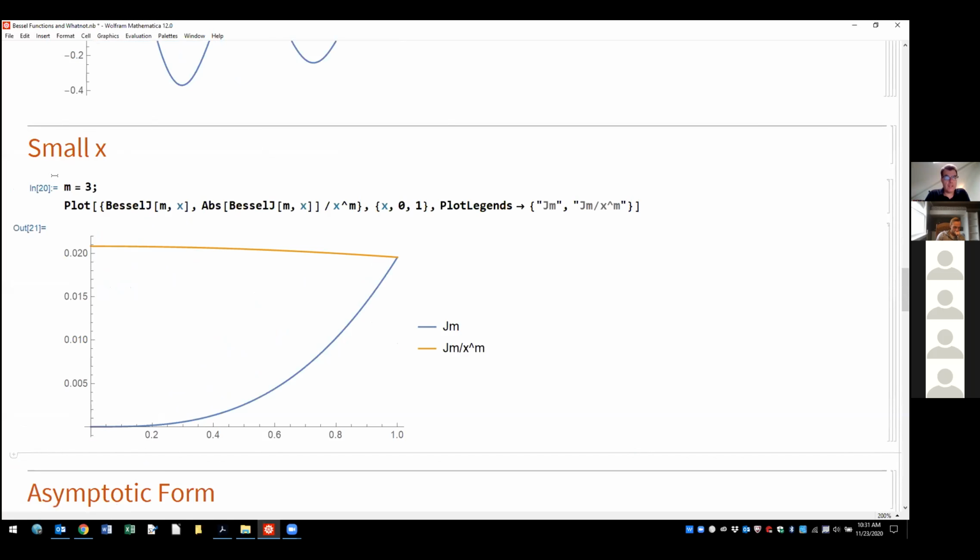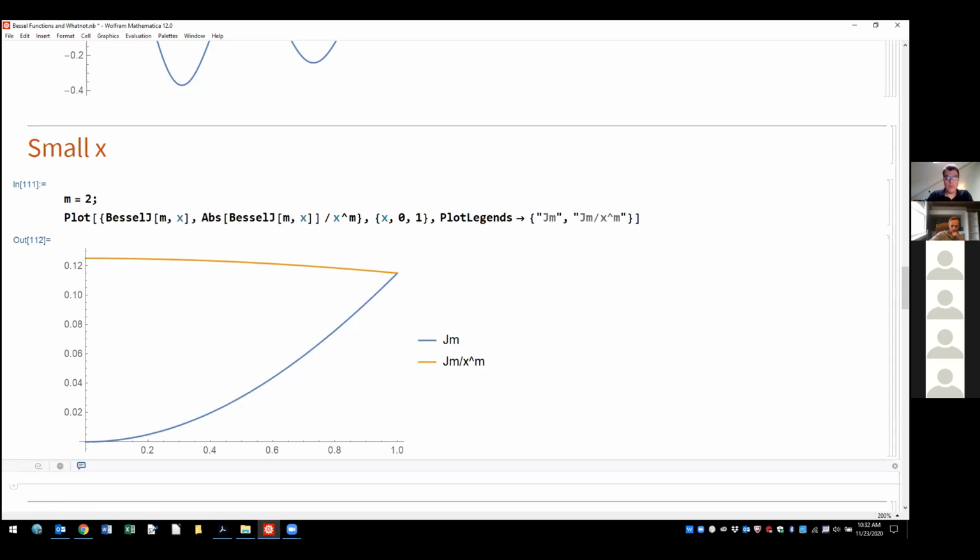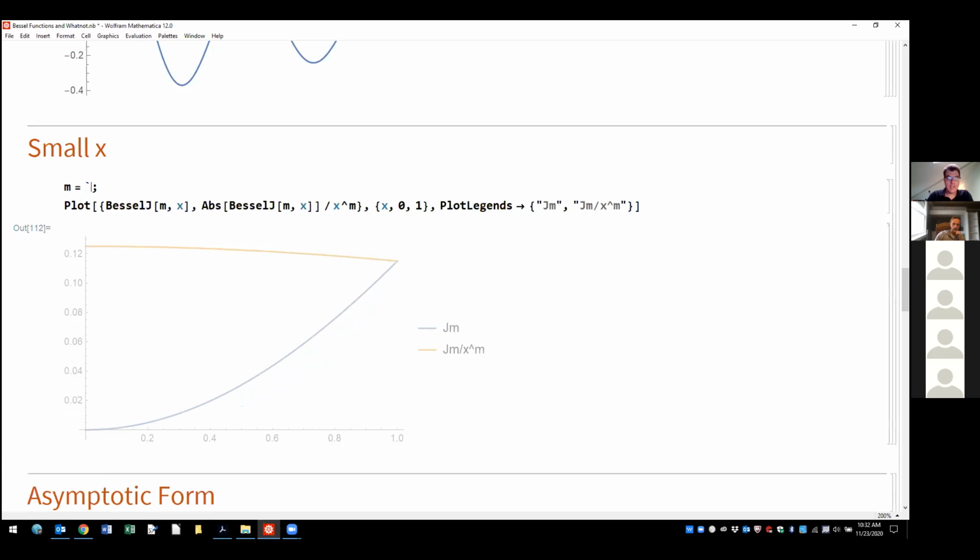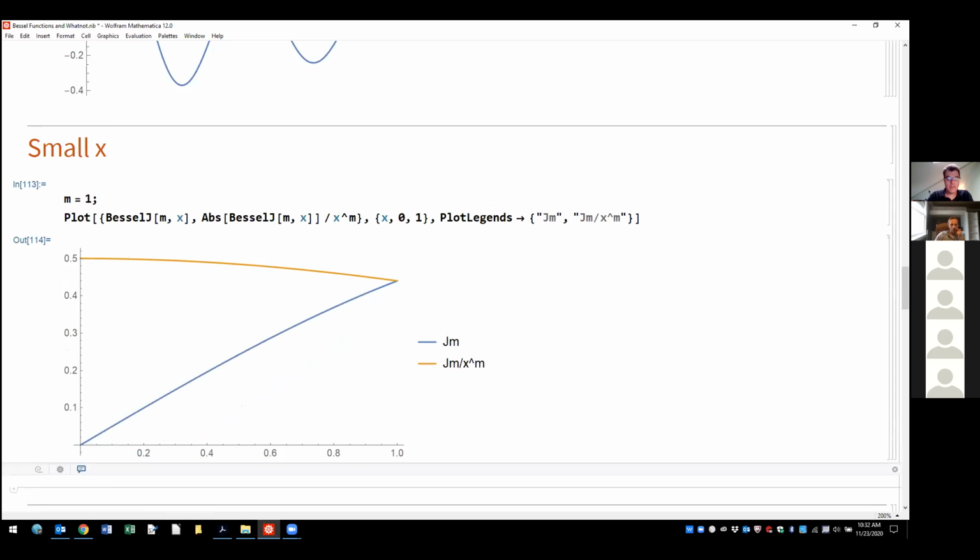Let's look at small x. Let's just verify what I was saying, that these Bessel functions are proportional to x to the m for small x. If they really are proportional to x to the m, then if we took the Bessel function and divided it by x to the m, we should get something that at least initially is flat. And sure enough, we do. The ratio, here I'm plotting in orange, the ratio of Jm to x to the m. You can see that at least initially, it's flat.